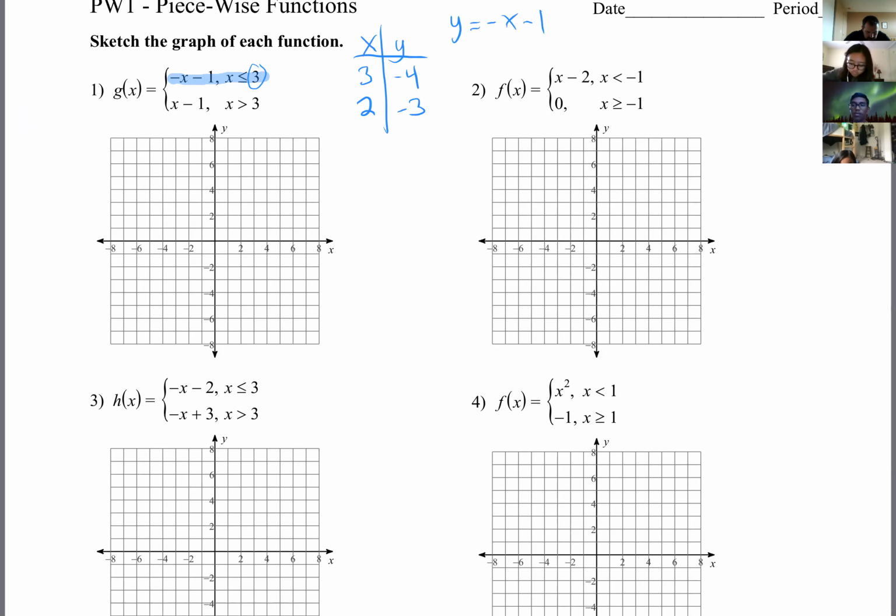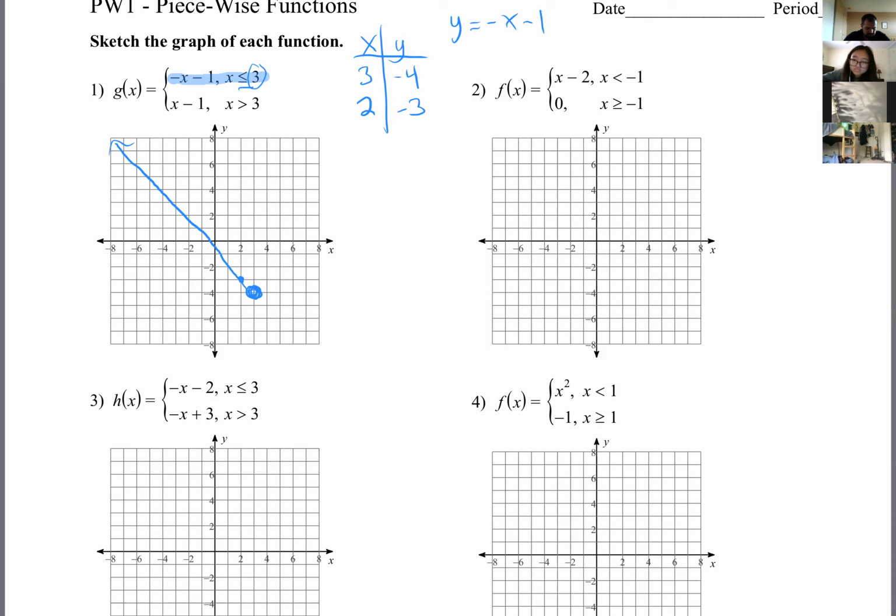So 3, negative 4 goes right here, and then 2, negative 3 goes right here. So it's going to look like this. Do I fill in the circle here? Yes, I do, because it says or equal to 3. So I'm going to fill this in.